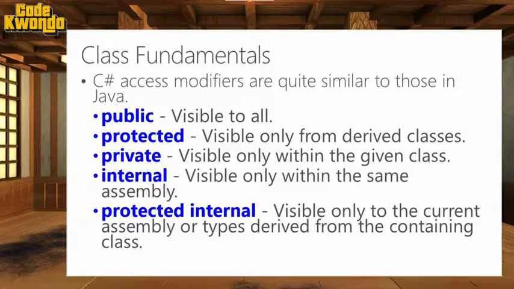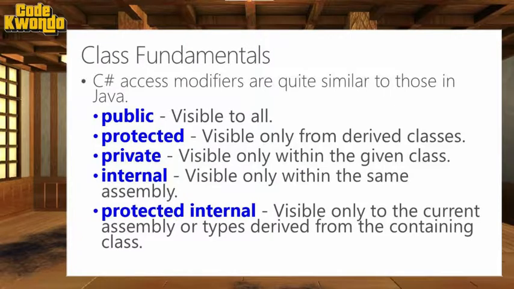Now, class fundamentals are very important. So the C# access modifiers are similar to those in Java, but not entirely the same. The basic ones like public, protected, and private are the same, but we've got some additional ones in C#. They're a little bit different.